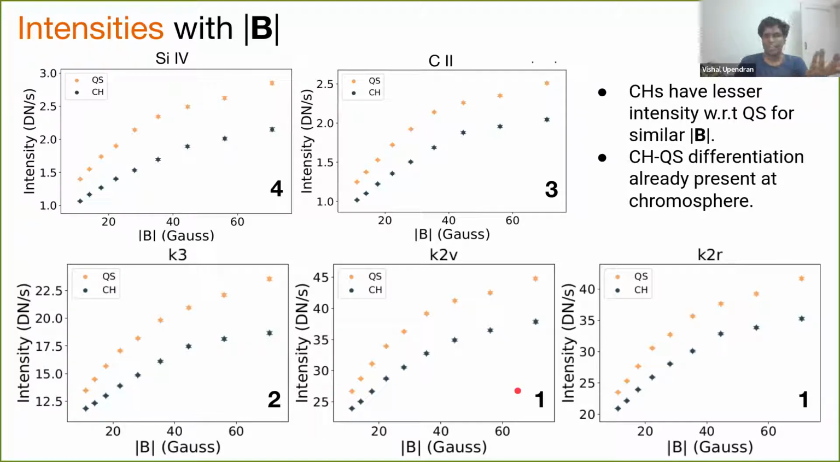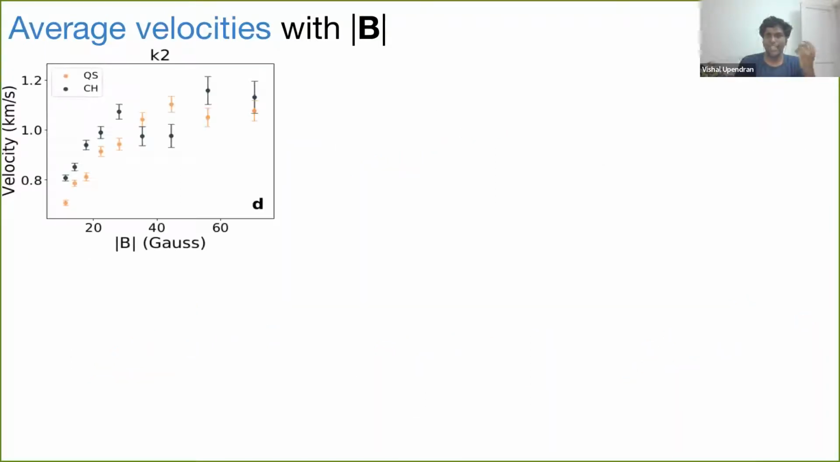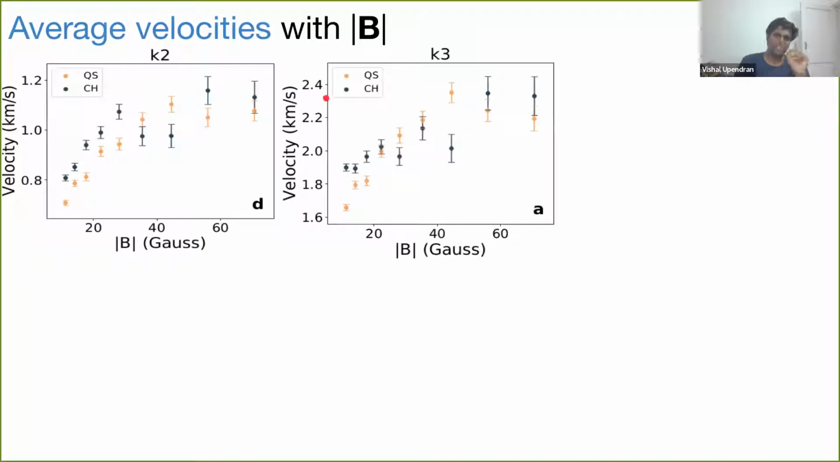Next, we also look at the average velocities following Durgesh and others. So what we find is, interestingly, in the K2 feature, which forms much lower in the atmosphere, the average velocity is not very different between coronal holes and quiet sun. They are very consistent. And the velocity is like some 1 kilometer per second. In K3, the velocity increases to 2, 2.5 kilometers per second. It is again consistent between both the regions.